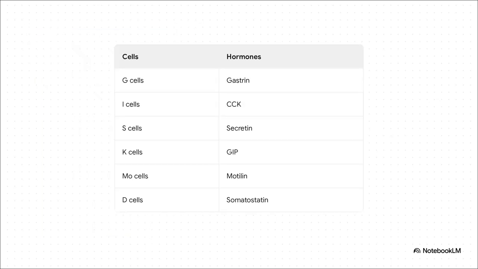Now, your intestine is definitely not just some uniform tube. It is lined with highly specialized glandular cells. Think of it kind of like a roll call of factory floor managers just waiting for their cue. G cells secrete gastrin. I cells are responsible for cholecystokinin. S cells release secretin. K cells pump out gastric inhibitory peptide. MA cells handle motilin, and D cells secrete somatostatin. Every single hormone has a very specific origin point, just waiting for the exact right signal to deploy.